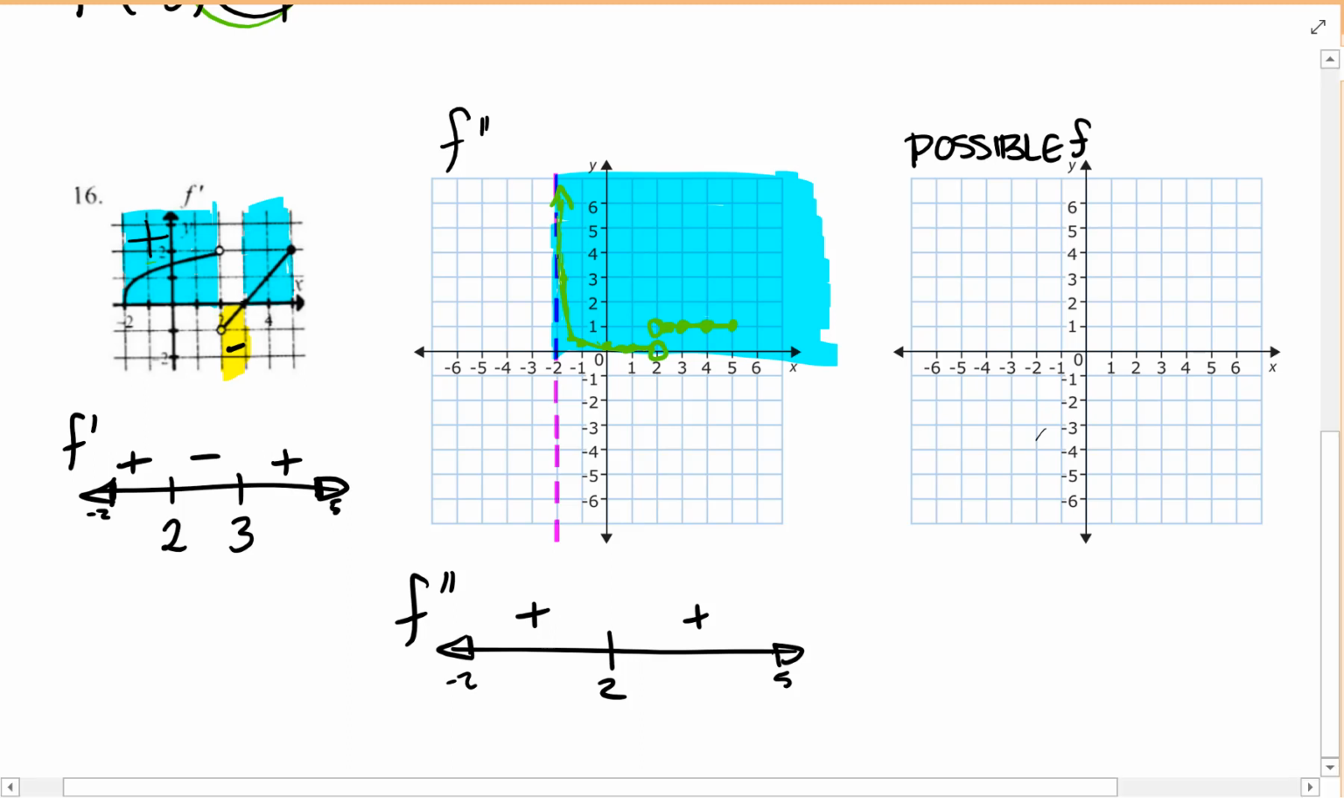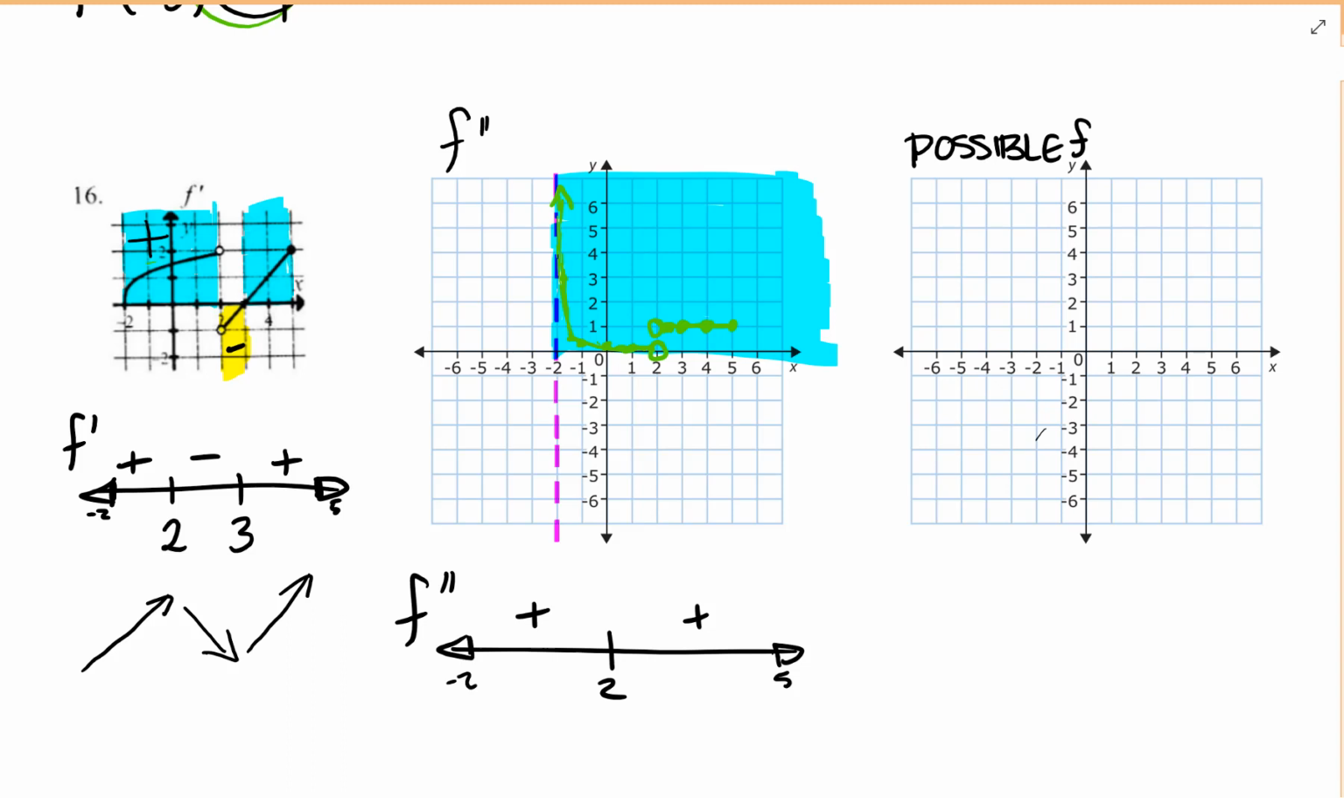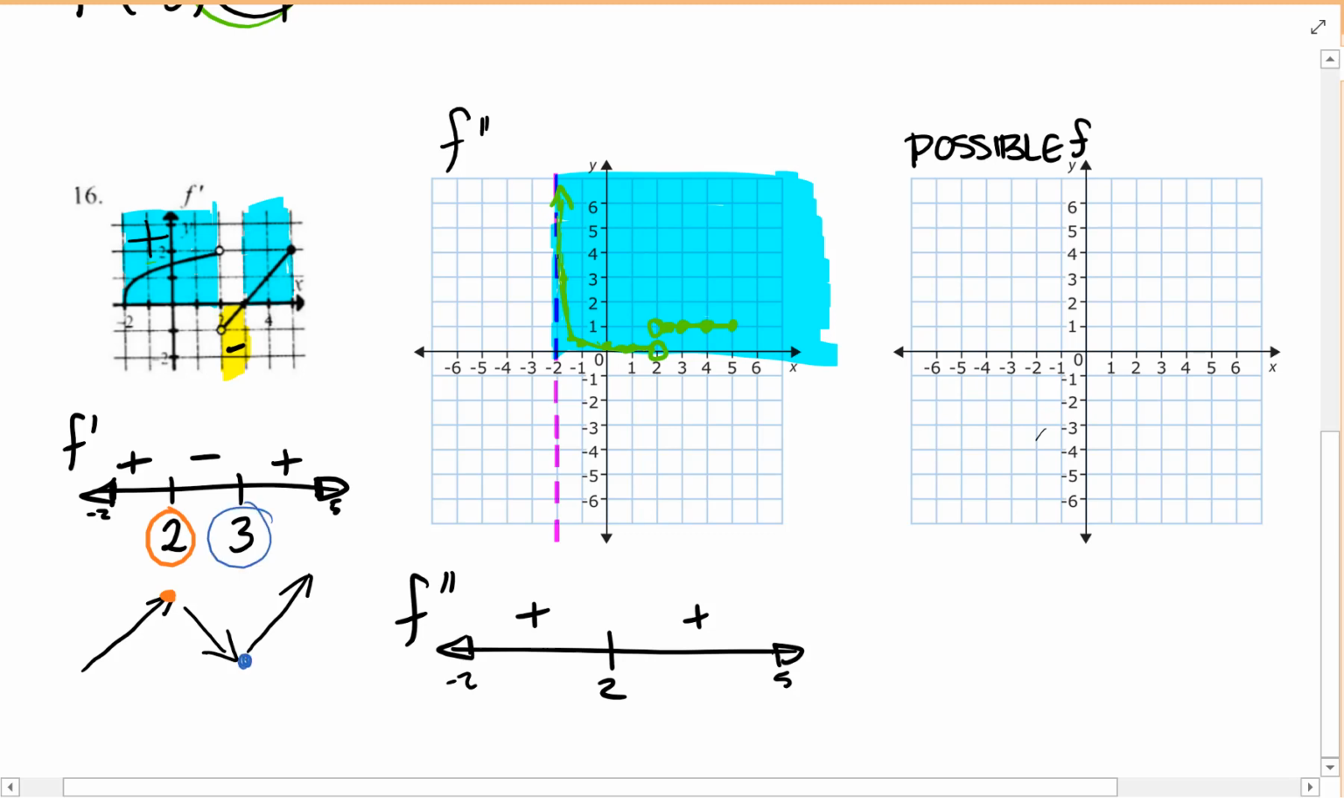F will be increasing from -2 to 2. It will be decreasing from 2 to 3 and increasing from 3 to 5. That means we have some relative extrema. 2 is a relative max and 3 is a relative min because the signs on either side for the first derivative test are changing, and the function is changing from increasing to decreasing or decreasing to increasing.